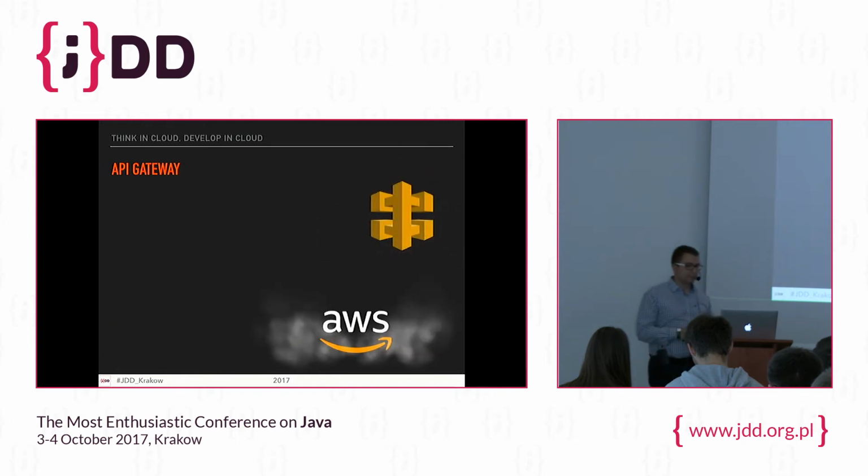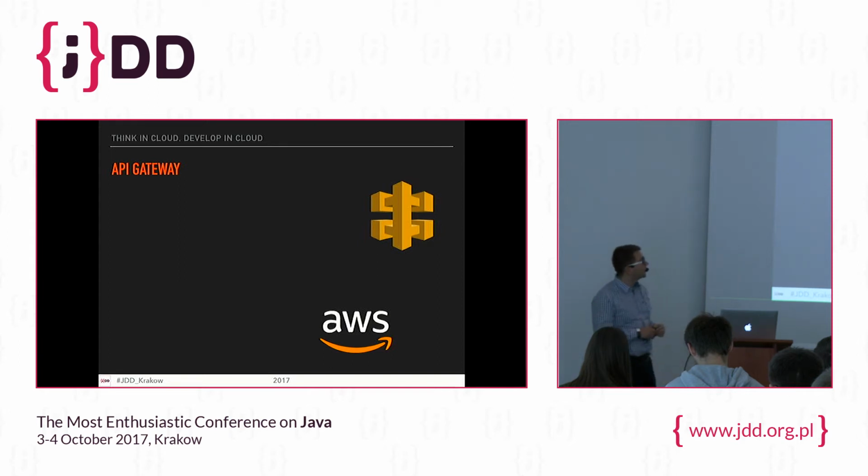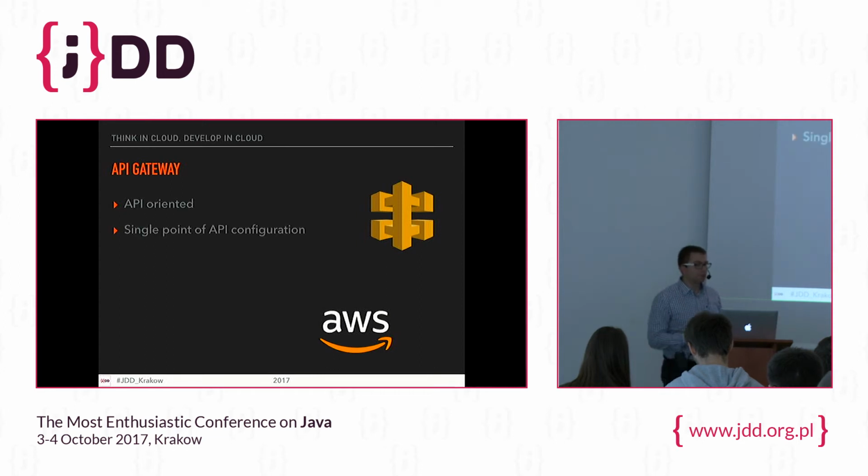Let's start with serverless. The first service we look into is API Gateway, which is a single point of input for our REST APIs. It's, of course, API oriented. This is obvious. Single point of API configuration. Later on, I will try to show you how to do it in a short live coding. So you will see what I meant by this.